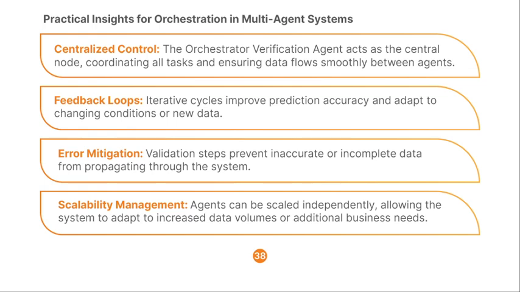Feedback loops: iterative cycles improve prediction accuracy and adapt to changing conditions or new data. Error mitigation: validation steps prevent inaccurate or incomplete data from propagating through the system. Scalability management: agents can be scaled independently, allowing the system to adapt to increased data volumes or additional business needs.